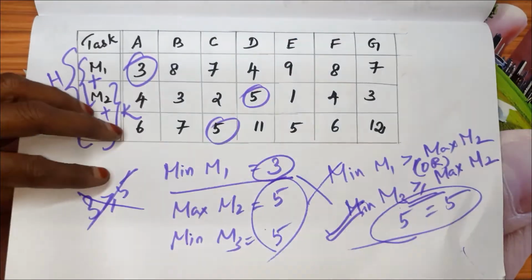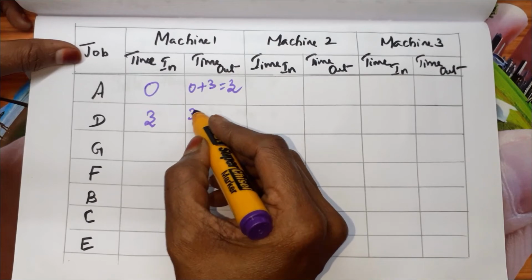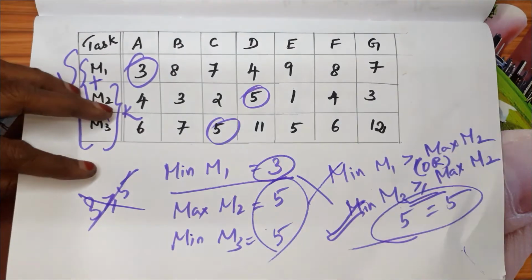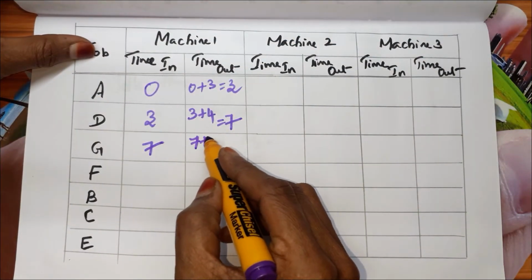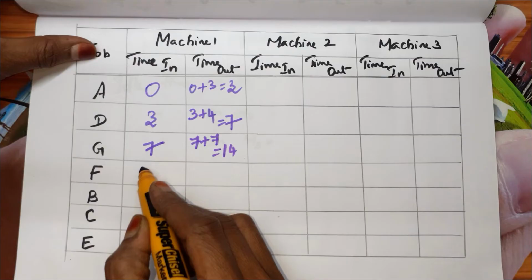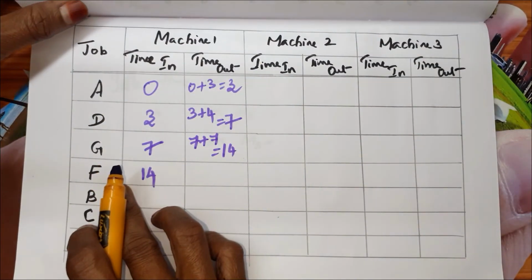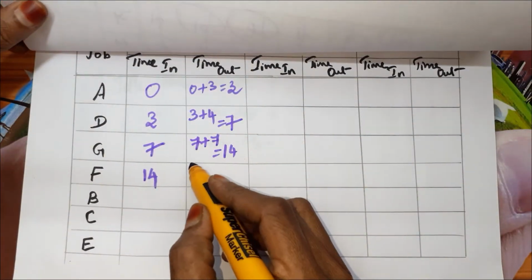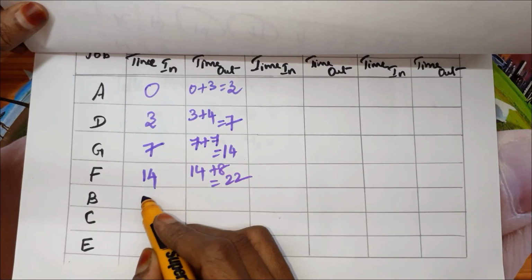Next one is D. For D we have 4 hours. So 3 plus 4, which is 7. So 7 comes here. For G we have 7 hours. So 7 plus 7, which is 14. Then 14 for F. It is 8. So 14 plus 8, which is 22.